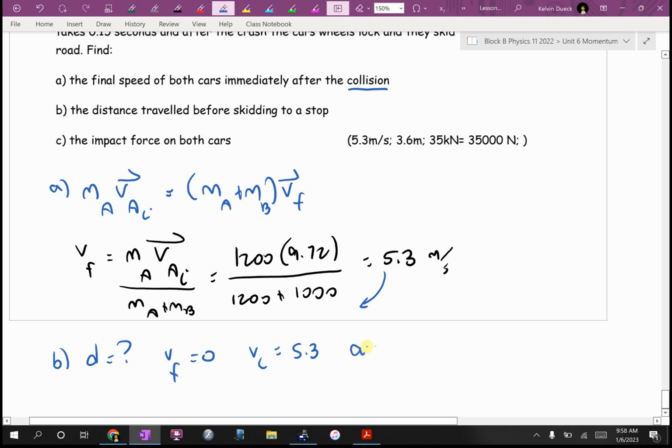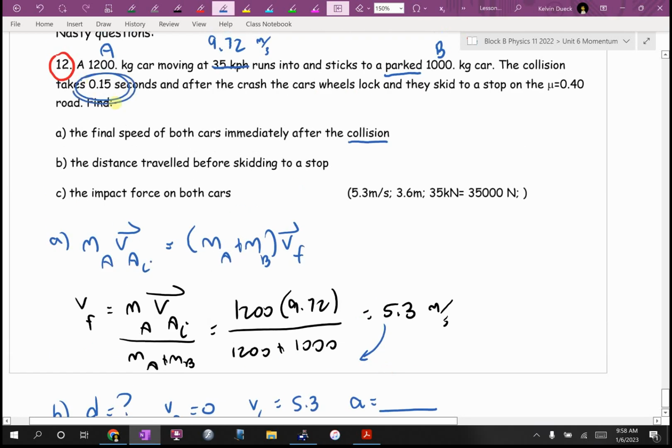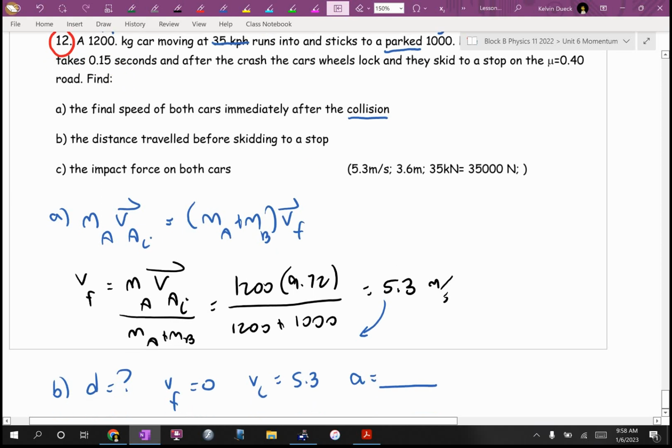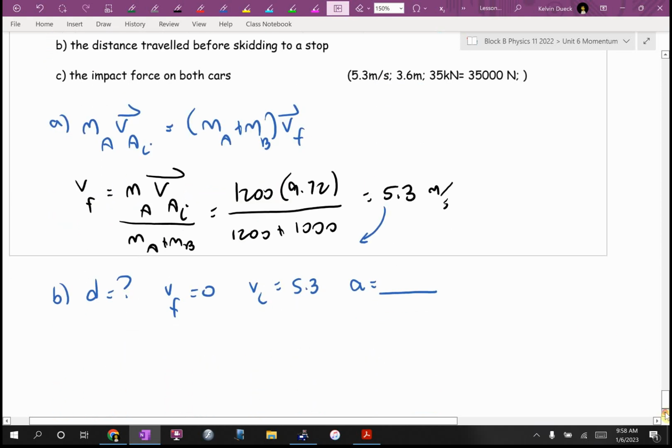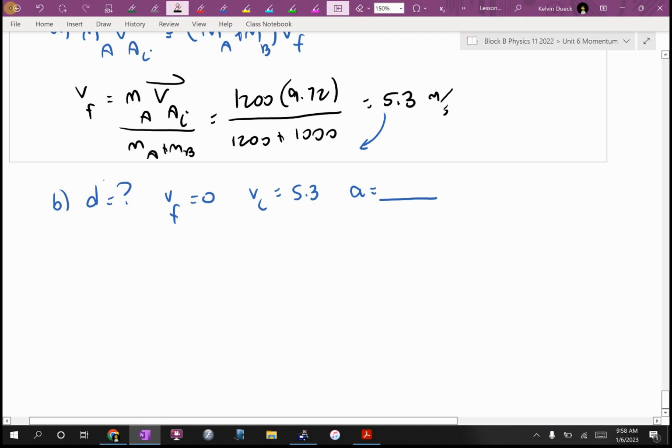I think if I wanted to find distance, I need acceleration. Now you might be saying, Mr. Duick, couldn't you use this time right here? That's not the time to stop. That's the time the collision took. So I think I'm going to end up using D equals VF squared minus VI squared all over 2a. The question is, how can I find a?